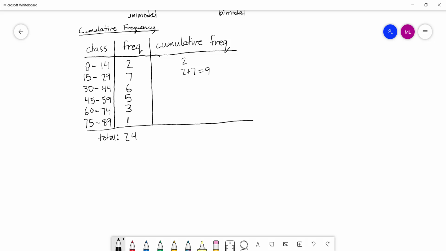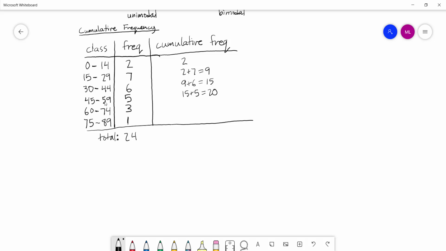For the next one, it's going to be from 0 all the way up to the 44, which is going to be the 2 that were in this class, the 7 that were in this class, and then the 6 additional that were in this class. So I already added these up and got 9, and I just need to add that additional 6. So that gives me 15. For the next category, it would be from 0 all the way up to the 59, which is the 15 I've accounted for between the first 3 classes plus 5 additional. So it would be 15 plus 5 more to give me a grand total of 20.